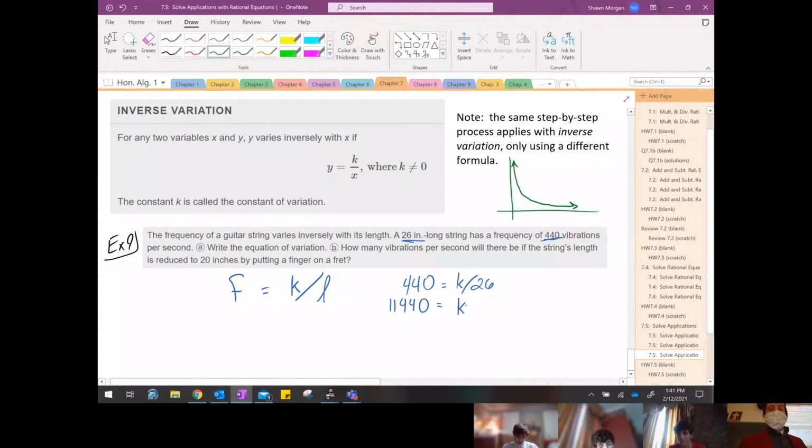Thank you. Look at you back there. Times both sides. Listen to Cole Carlson. He told us times both sides by 26, right, to get K by itself.